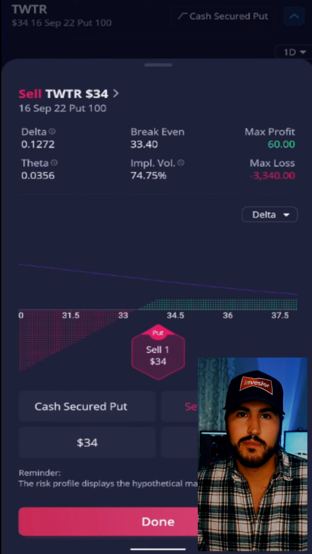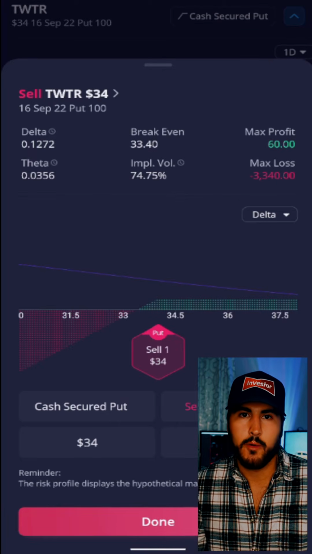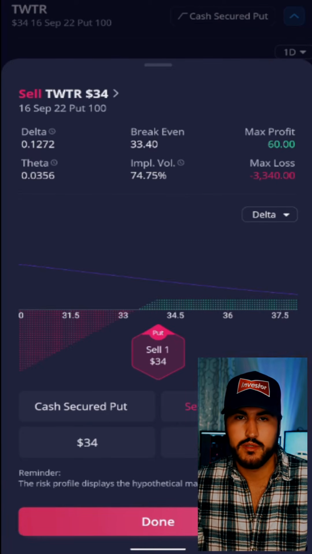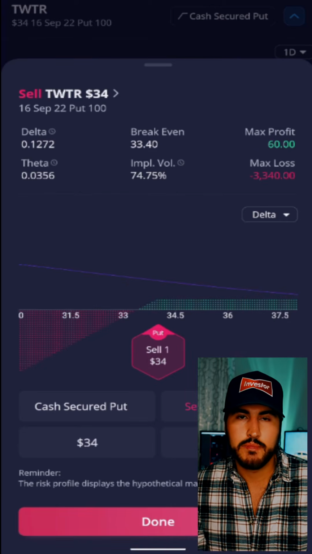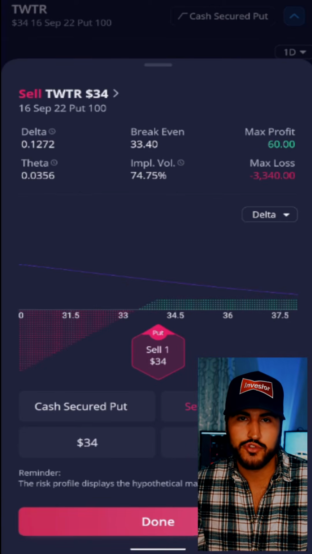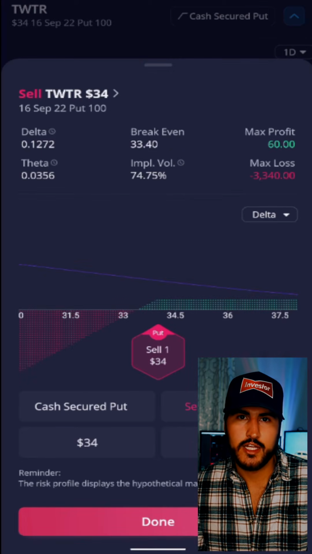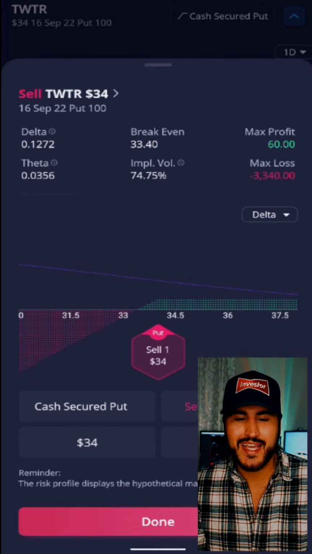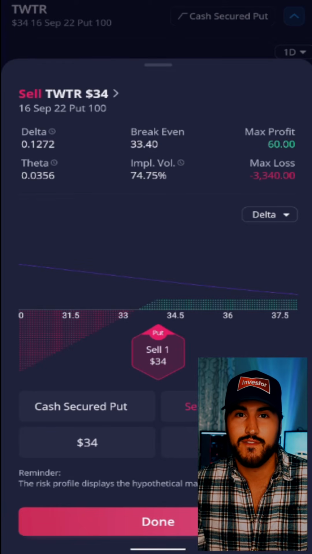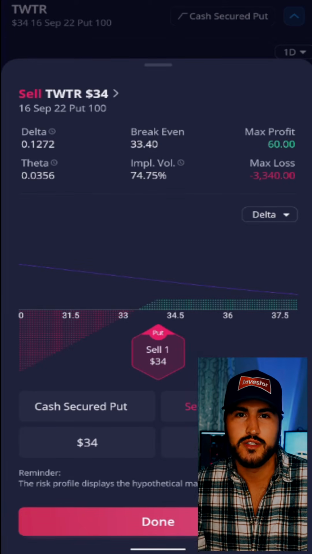Now, a cash secured put is a strategy where you sell a put option against a position. But basically, you have cash on the side to be able to buy 100 shares at the strike price, which in our case was $34. Someone would use this strategy if they like Twitter, but they don't like it at the current price and they think it's at very good value at $34. And they want to get paid to wait for the stock to fall.